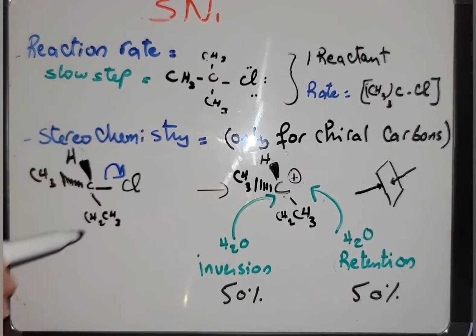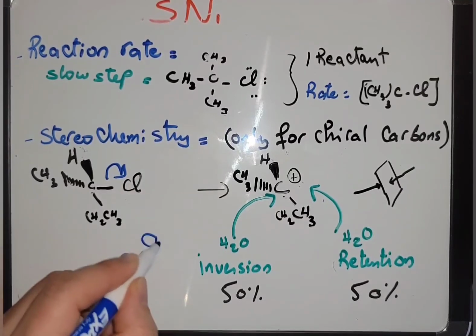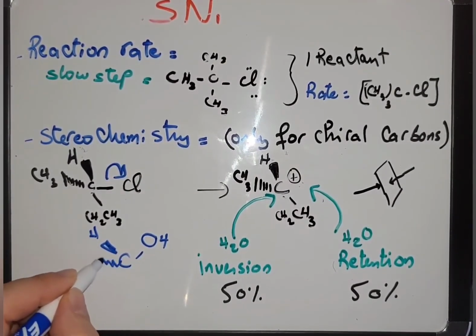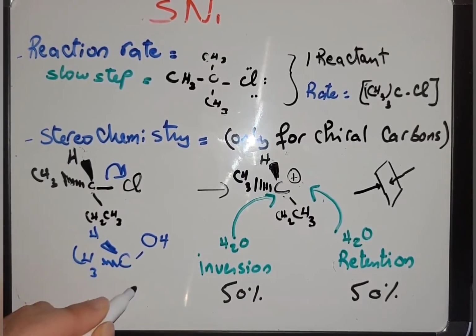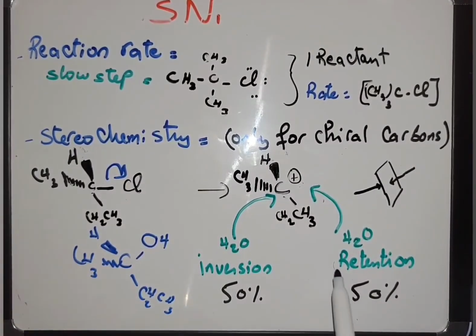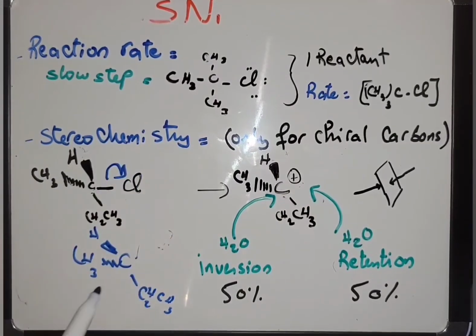So here we can draw OH here, CH3, CH2, CH3. This is the retention, and we can draw it from this side.